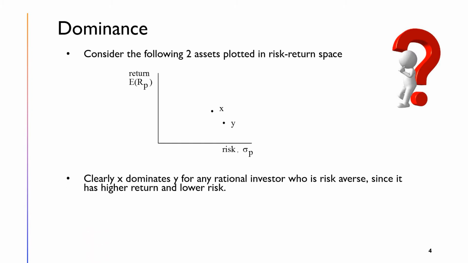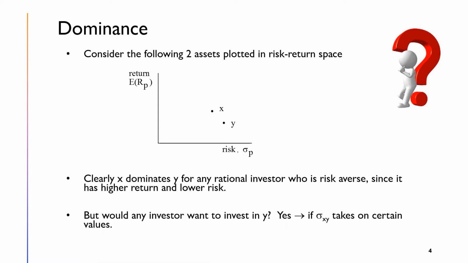Clearly, asset X dominates Y for any rational investor who is risk averse, since asset X has higher return and lower risk. An investor may invest in both X and Y, depending on the covariance or correlation between X and Y. How and why? We are going to learn further in the next few slides. Stay tuned.